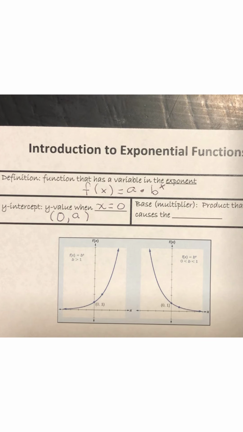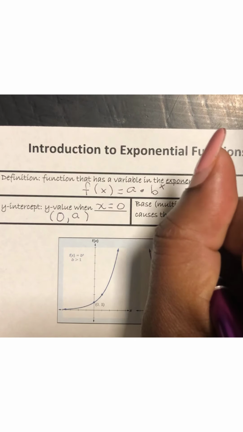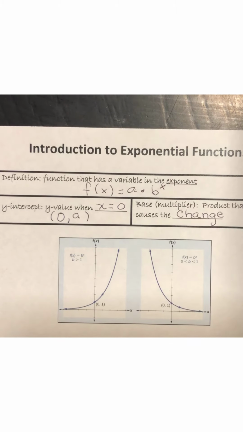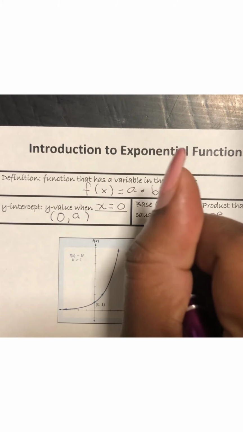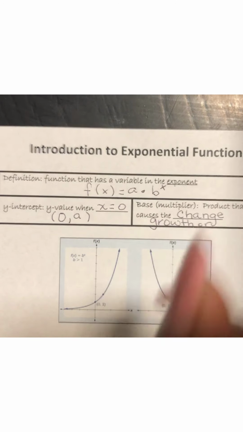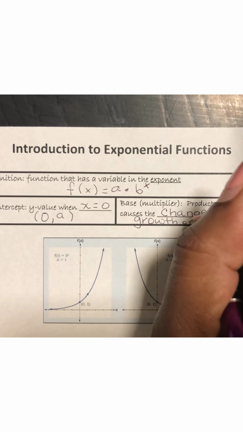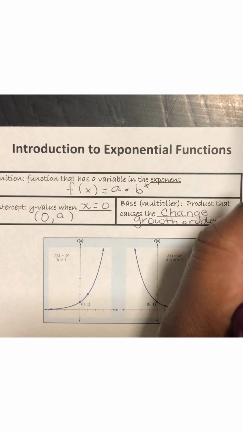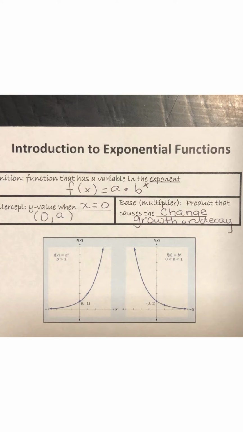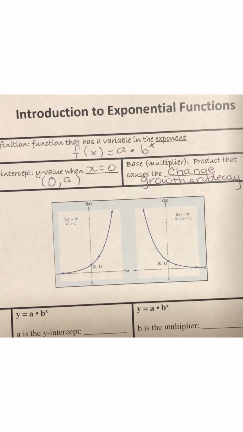Now, the base multiplier, the product that causes the change. And the change is going to be either a growth or a decay. And that is what the b value represents. Okay, now let's take a look at this first function that they give us in the graph. It says f of x equals b to the x.